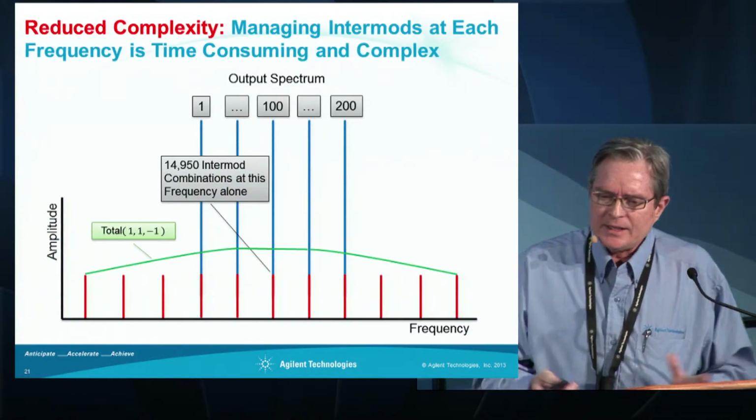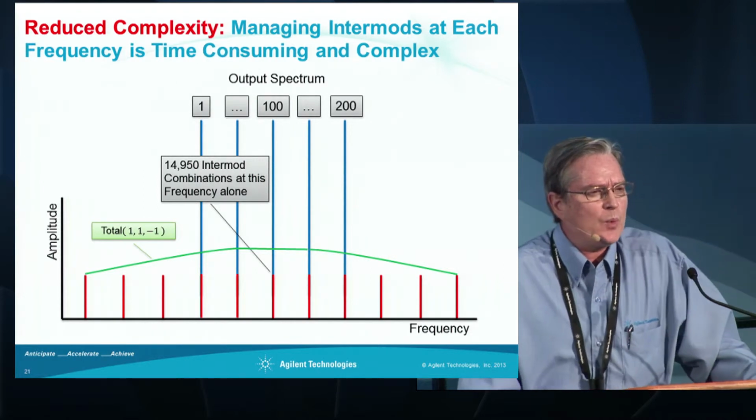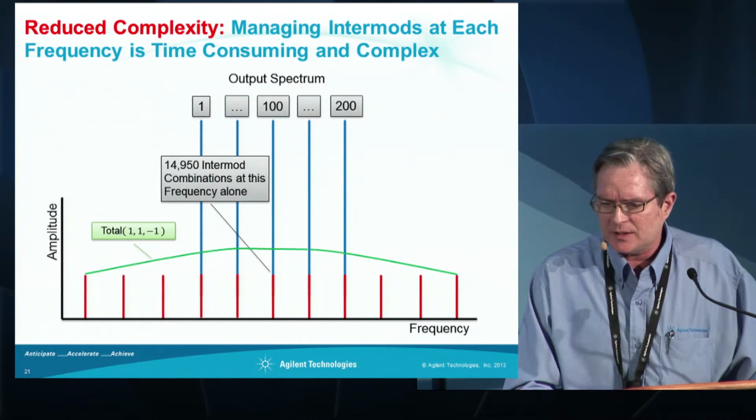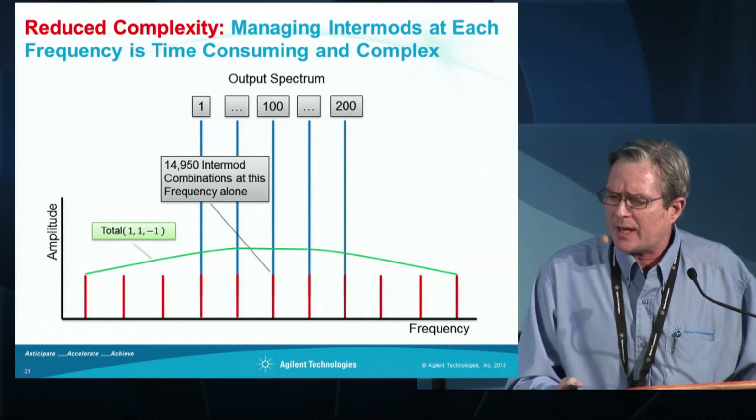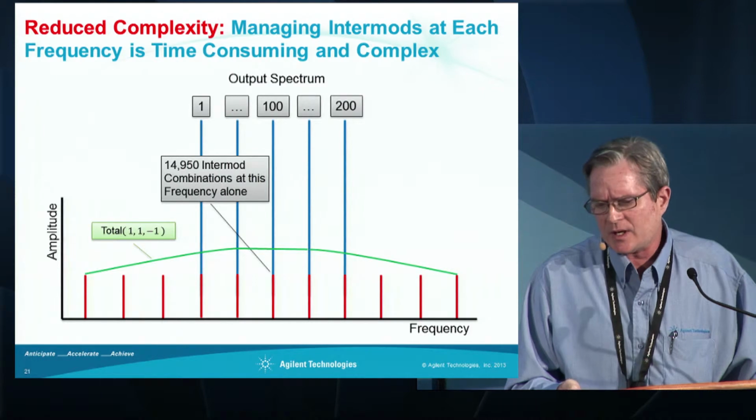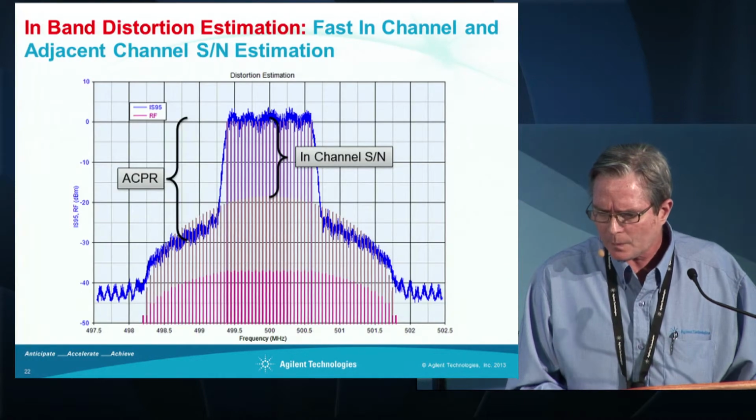All right, and here's just an example where if we have 200 carriers, just the center frequency alone, there's about 15,000 intermods that you've got to manage and keep track of. And that's very complex and takes a lot of time.